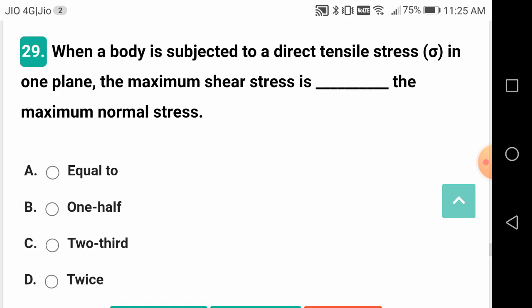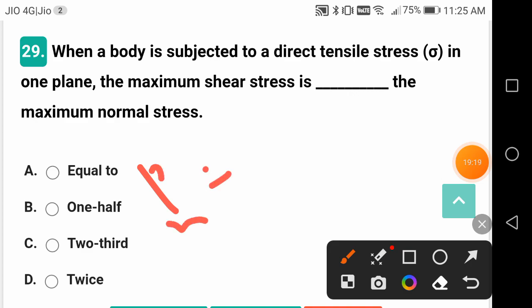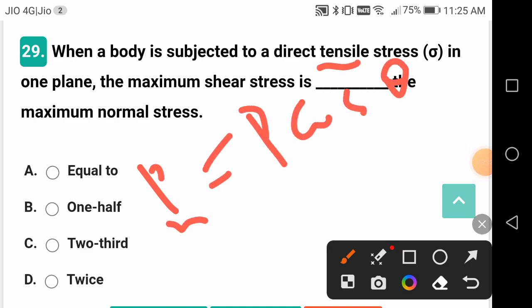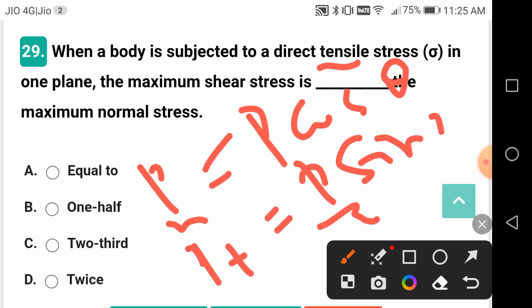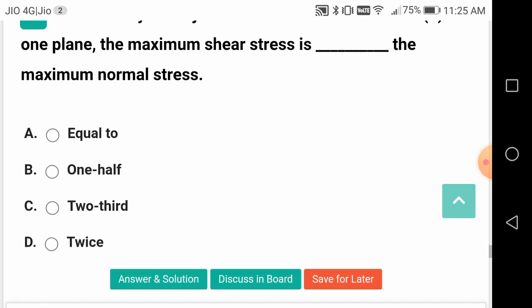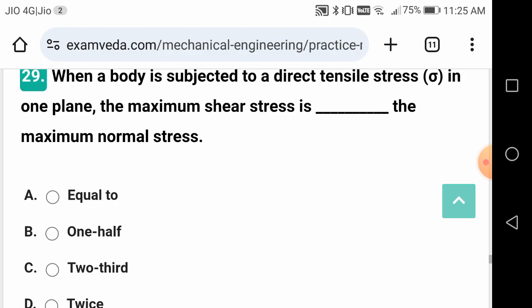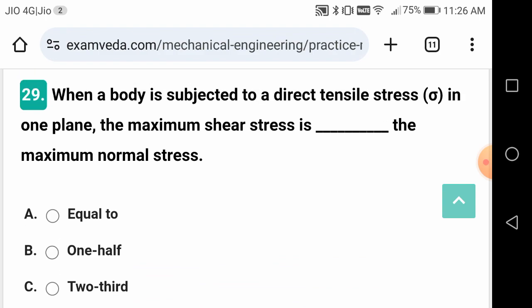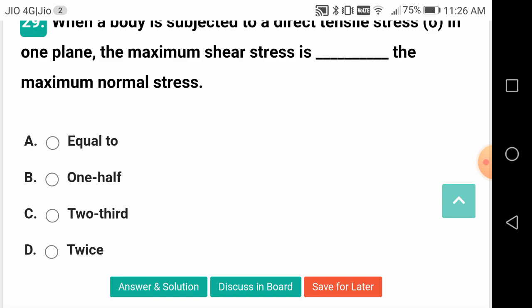So we know that Pn is equal to P cos square theta, and Pt, t is the tangential, is equal to P by 2 sin 2 theta, where let us say P is the stress. Theta is equal to 45 degrees. Sin 90 is equal to 1, so it is P by 2. And cos square 45, how much is it? Cos 45 is equal to 1 by root 2, so cos square 45 is 1 by 2. So you can get it from the original equations: Pn is equal to P cos square theta, and Pt is equal to P by 2 sin 2 theta.